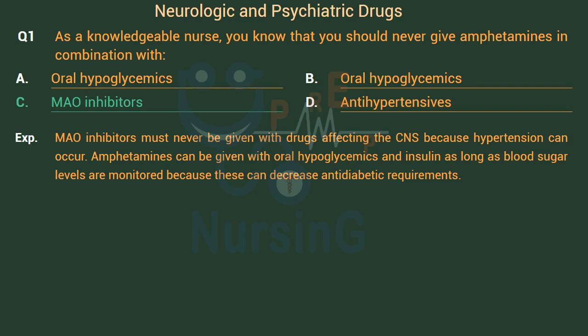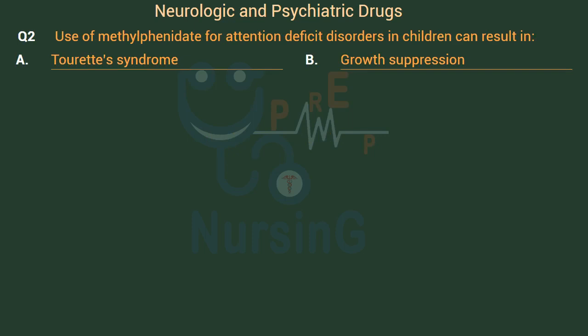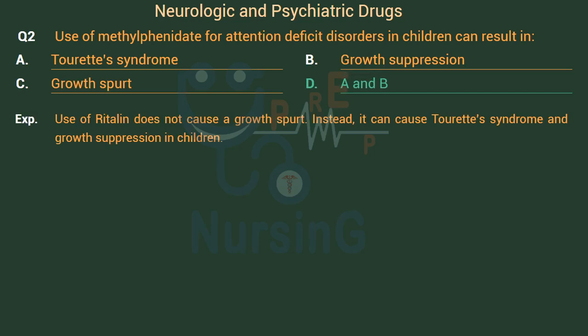Amphetamines can be given with oral hypoglycemics and insulin as long as blood sugar levels are monitored because these can decrease anti-diabetic requirements. Use of methylphenidate for attention deficit disorders in children can result in Option A. Tourette's syndrome. Option B. Growth suppression. Option C. Growth spurt. Option D. A and B. Right answer is Option D. A and B. Use of Ritalin does not cause a growth spurt.